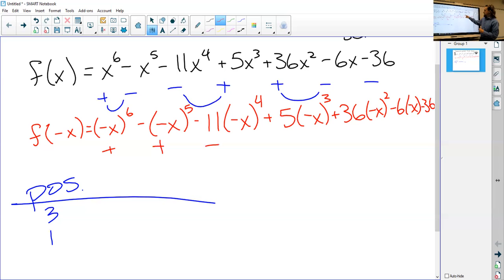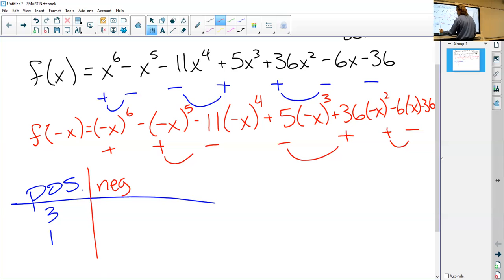Negative x to the 3rd is negative. It's positive, so it's going to stay negative here. Negative x squared is positive times a positive coefficient is positive. Negative 6 times negative x, that's positive. And then minus 36 is just a minus. So then I look at all the times that our sign changes here. So I see positive to negative, negative to positive, and then at the very end, positive back to negative. We got another 3 winky faces. So our negatives, we have 2 options there. It can either be 3 or 1.